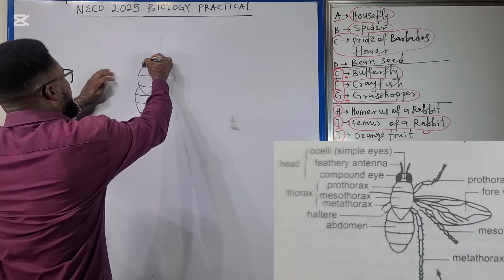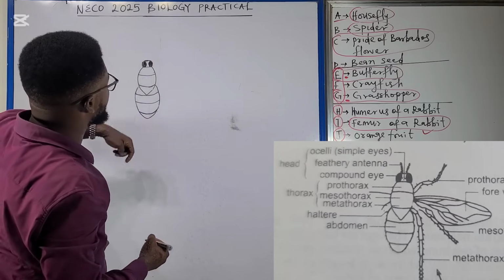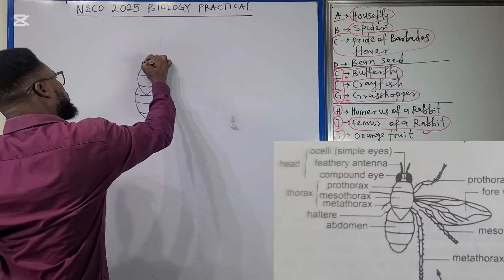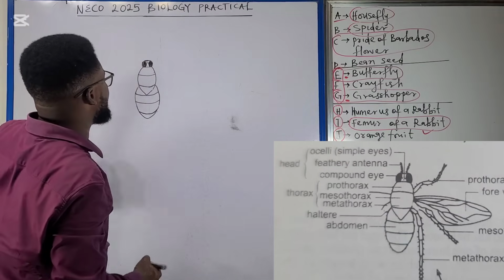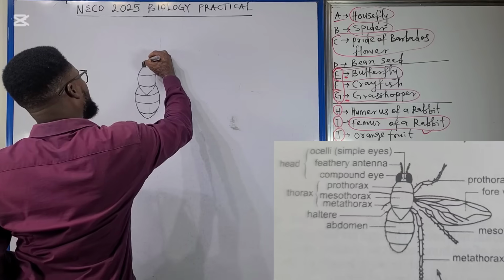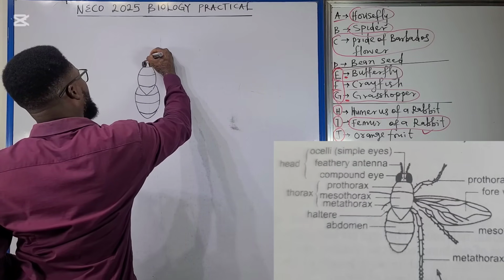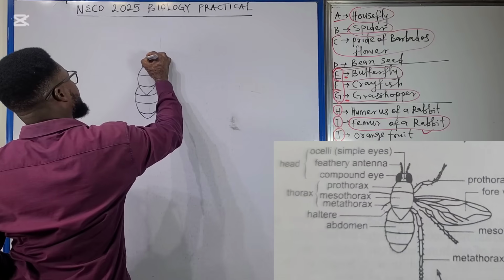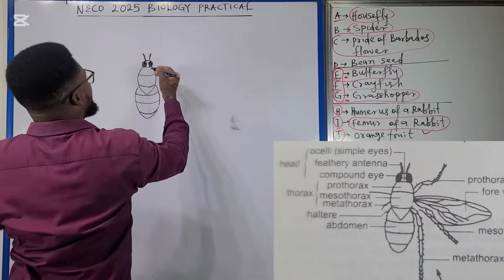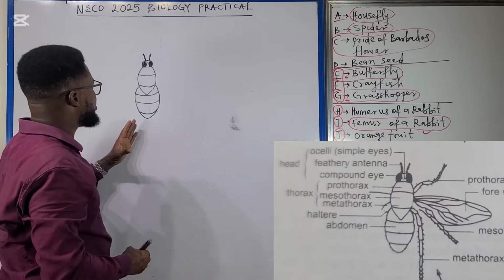When you close it up, you have the compound eye. You close it up, and in there you're going to have just 2 dots for the simple eye. The simple eye is at the center. The compound eye is by the side. Next up is the airy antennae. Just a double zigzag line. Now, this is the basic plan for the housefly.